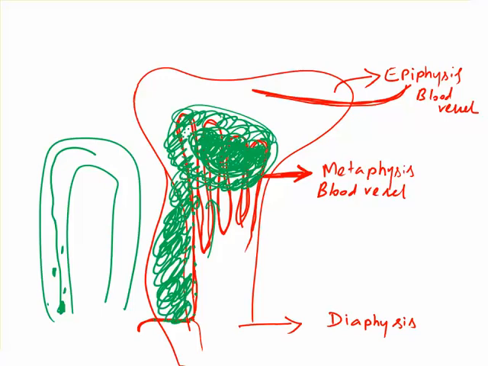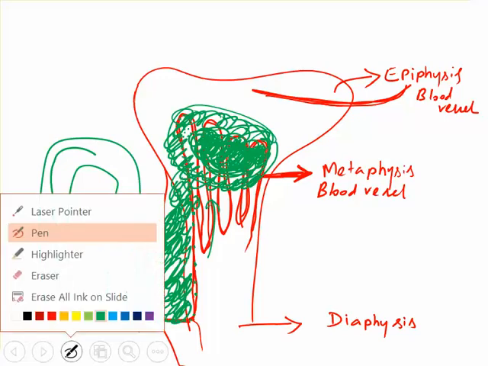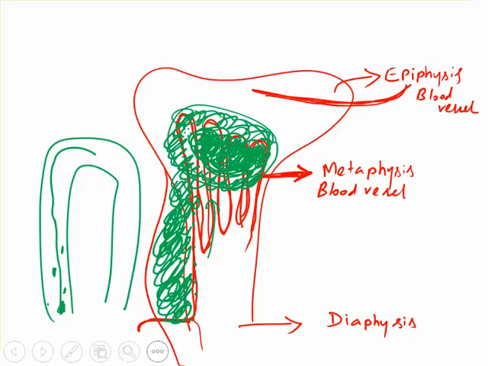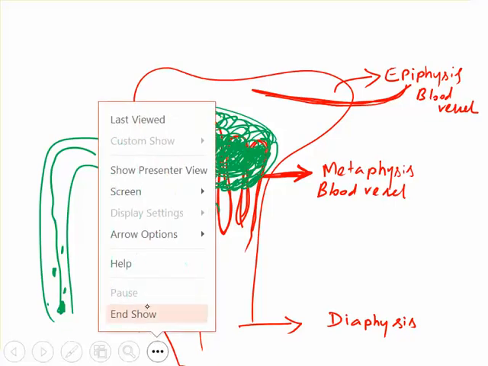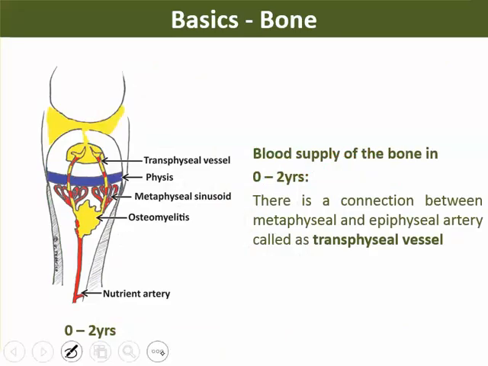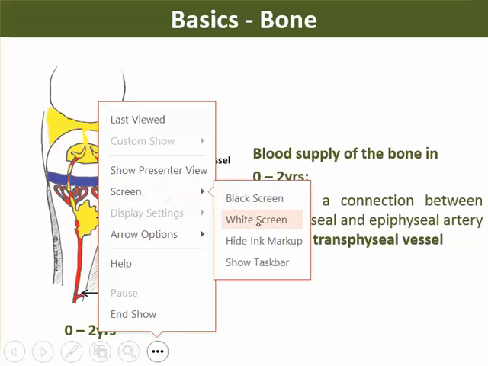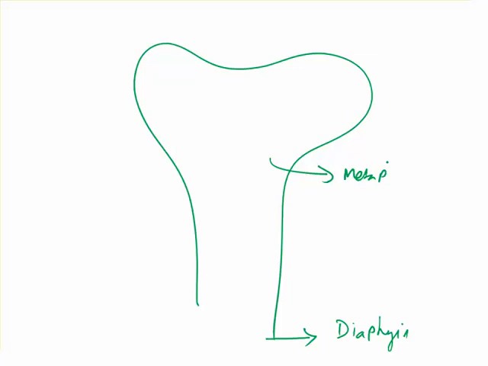Okay. Now let us take a fresh bone. Okay, let us draw green for the bone. So what is this? Diaphysis, right? What is this? Metaphysis. What is this? Epiphysis. Okay.